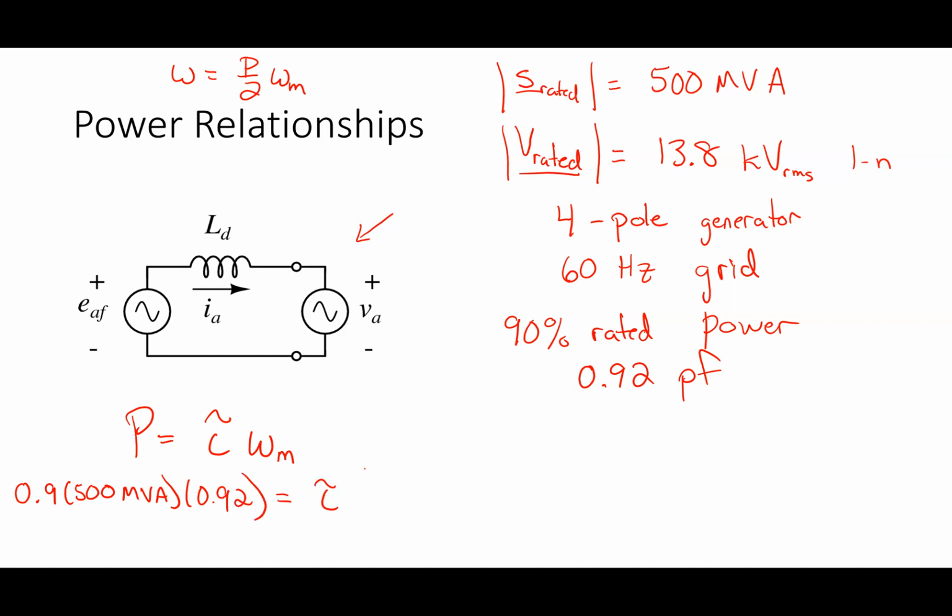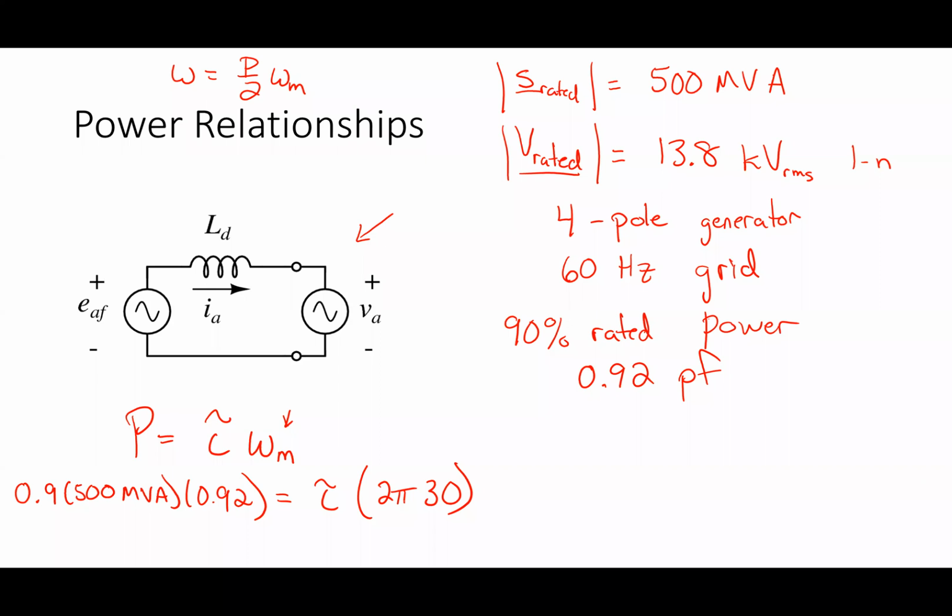That's equal to my torque times, what are the units for omega? Radians per second. So this would be 2 pi times 30. That's how I would figure out my torque. Right? That's how much torque is being applied to this thing.